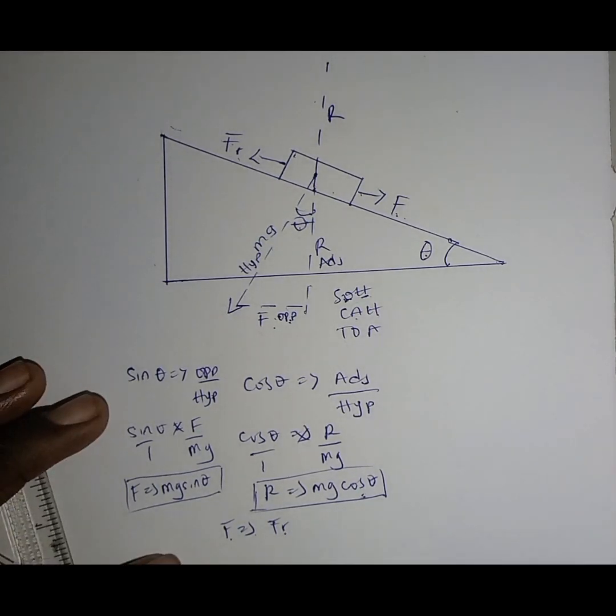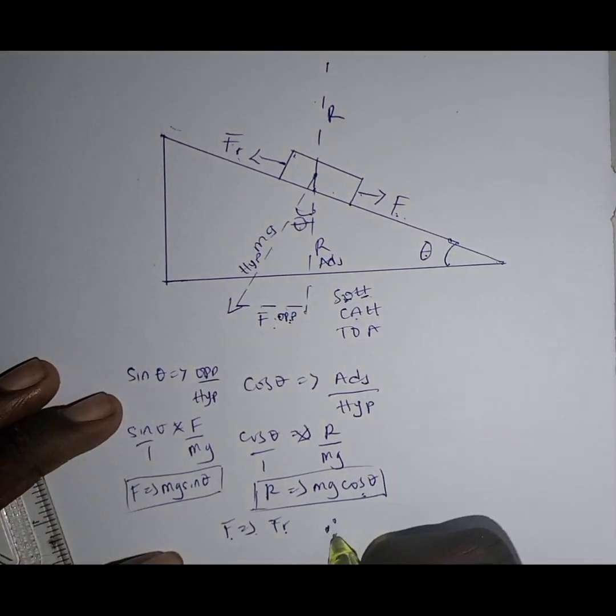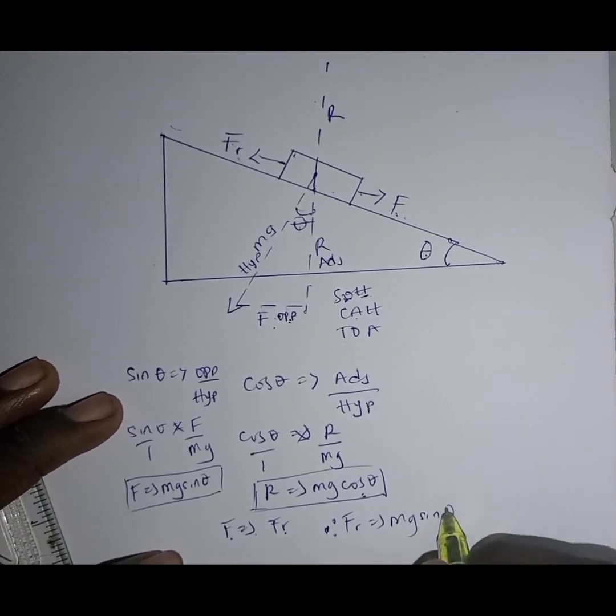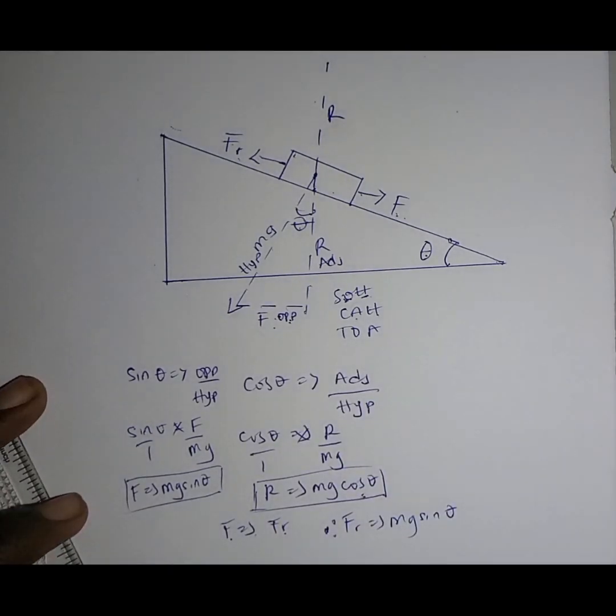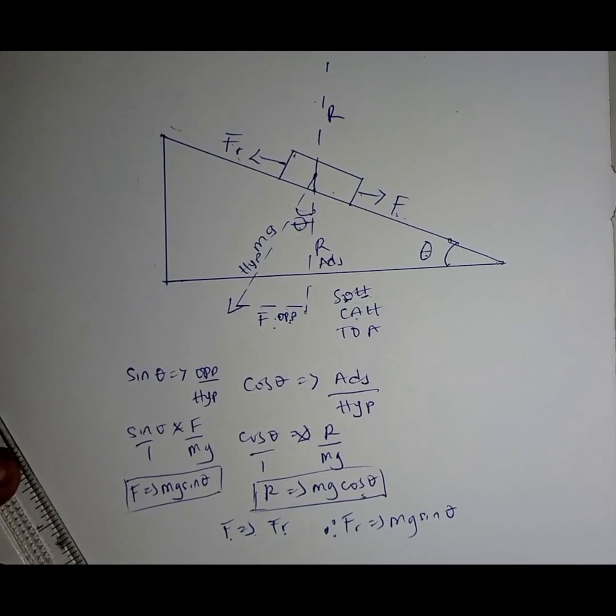So therefore, if the body is at rest, my frictional force could also be mg sine theta, because it's acting across the inclined plane. Are we together? So that's just it.